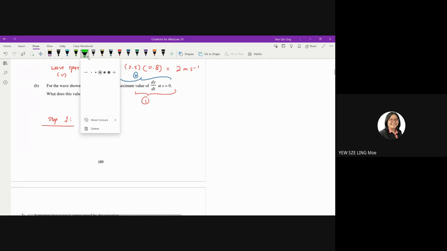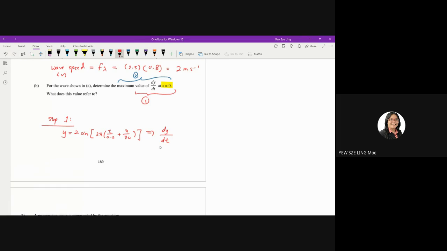If you remember what I told you before, whenever you are given a value, you just have to substitute it into the given equation. We are given the equation y equals 2 sine (2 pi t over 0.4 plus x over 8t). So the first thing we need to do is differentiate this equation, because the question is asking for dy over dt.